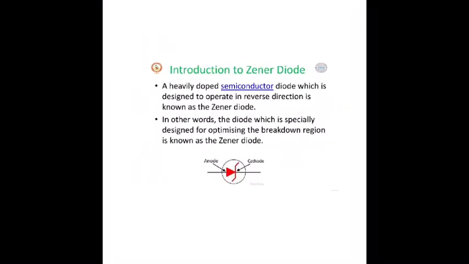Next we shall discuss the introduction to Zener diode. It is a heavily doped semiconductor diode which is designed to operate in reverse direction and is known as a Zener diode. In other words, a diode which is specially designed for optimizing the breakdown region is known as a Zener diode. So this is a symbolic representation of Zener diode. So anode and cathode. Anode means positive, cathode means negative.